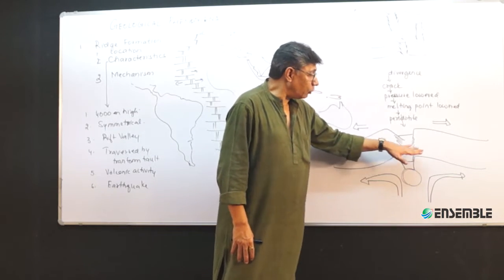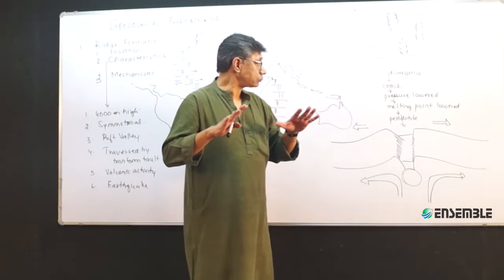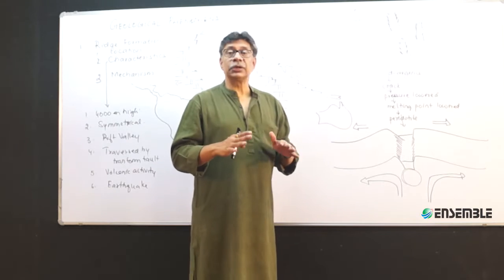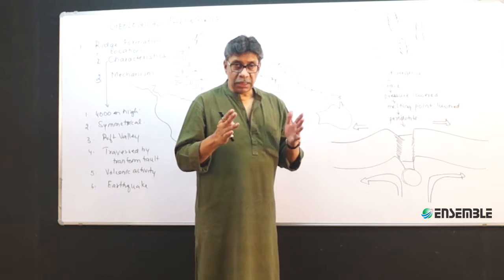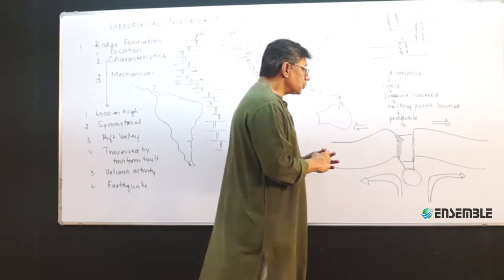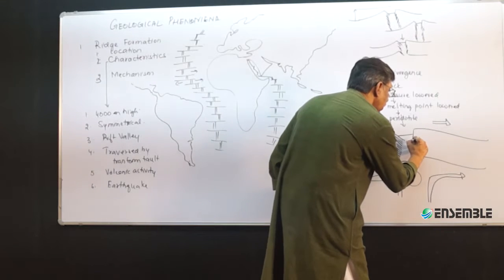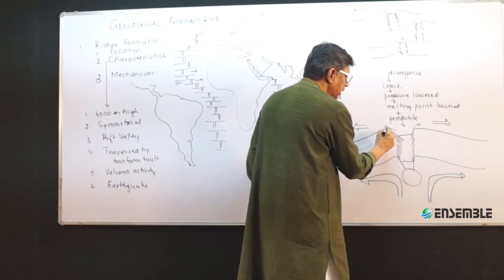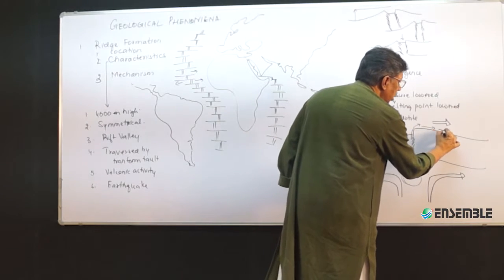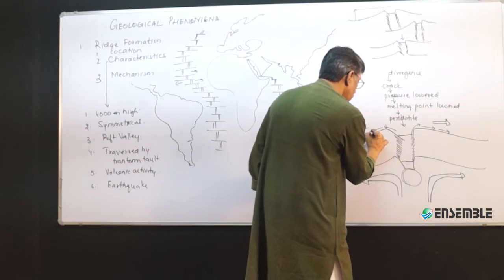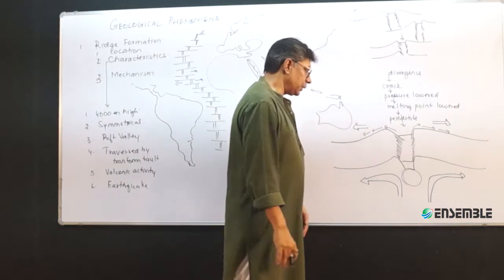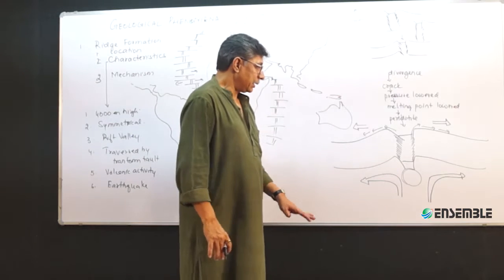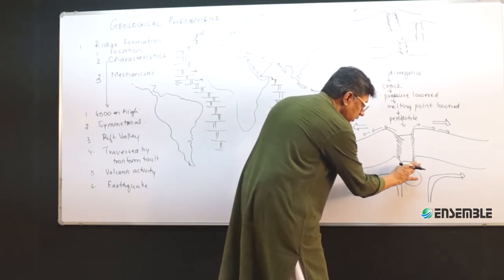The molten portion becomes buoyant. It occupies a higher volume, becomes buoyant, and consequently it rises. It rises along all of these cracks. As it rises along the cracks, it leads to formation of a layer of magma, a layer of lava on the top. That's one part.